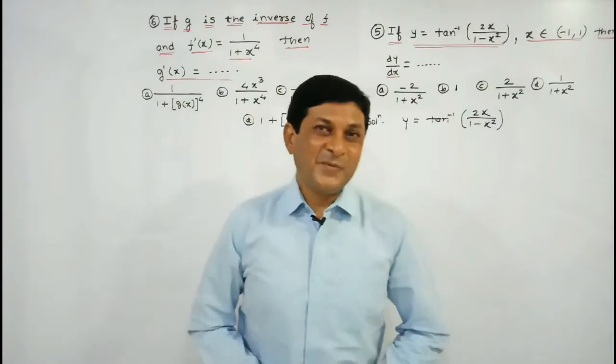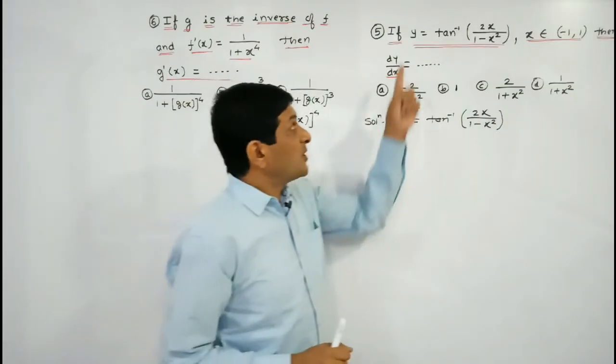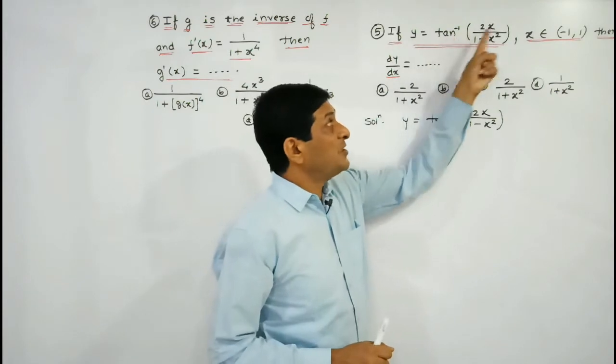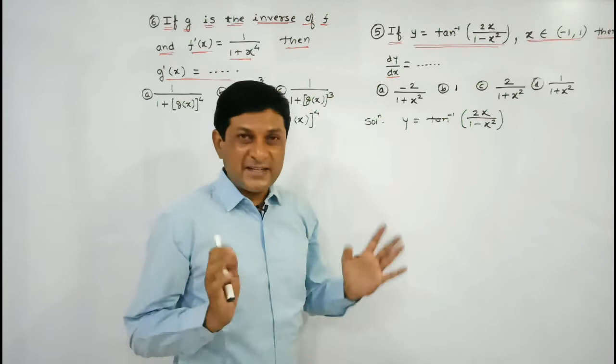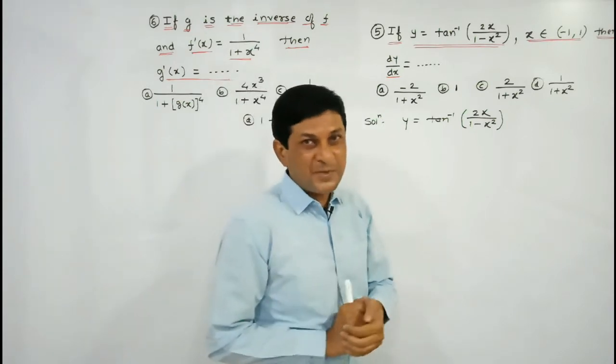Now see question number 5. In this question number 5, what is the given function, y is equal to tan inverse of 2x upon 1 minus x square, and it is given to us that x takes the values in between -1 and +1.